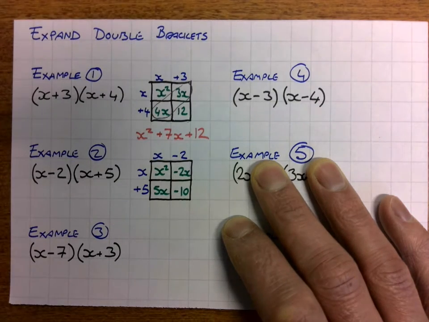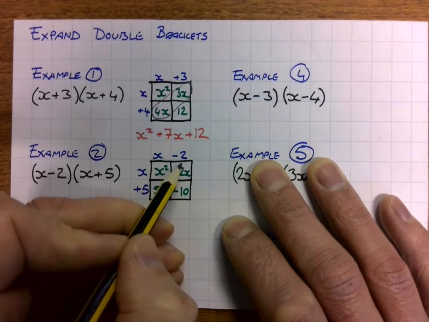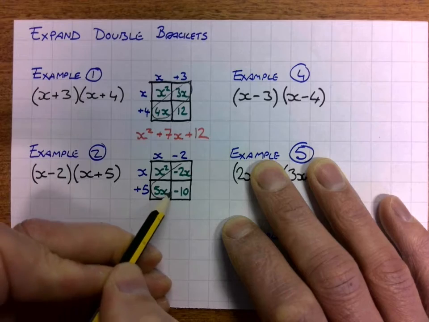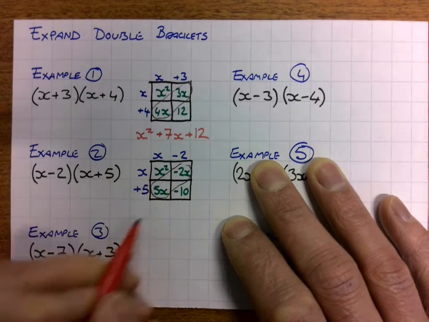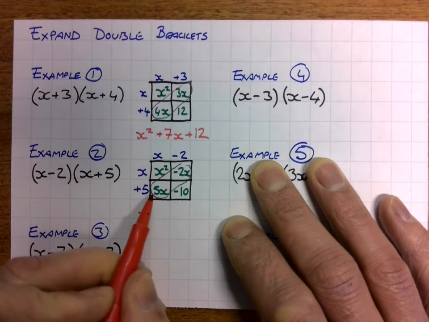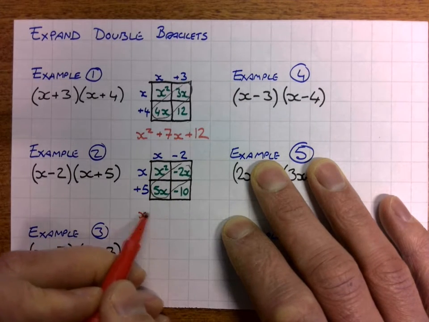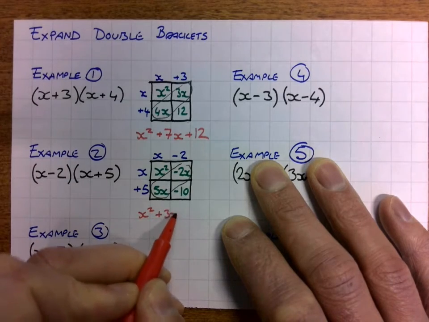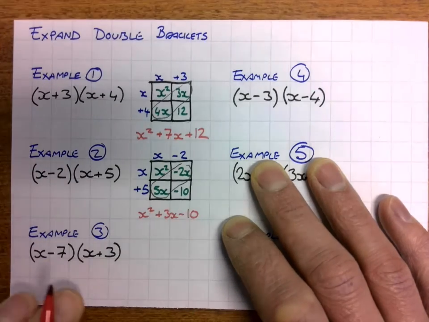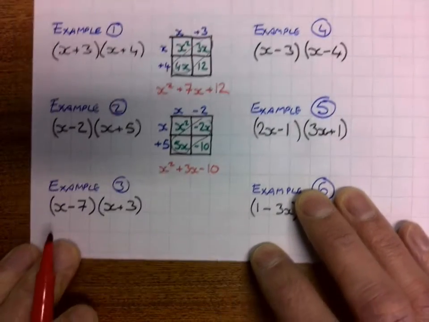Again, we're going to collect the like terms, so we can bring all the x's together. Put the sock around it. So I've got the x squared. 5x's take away 2x's is positive 3x's. And take away 10. Okay, so that's how we do that one.